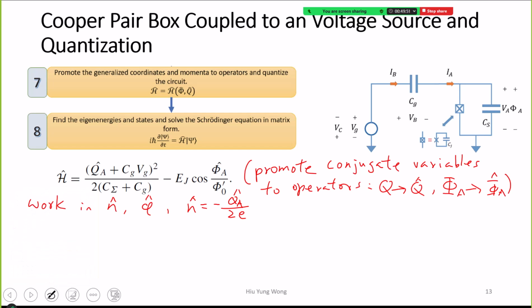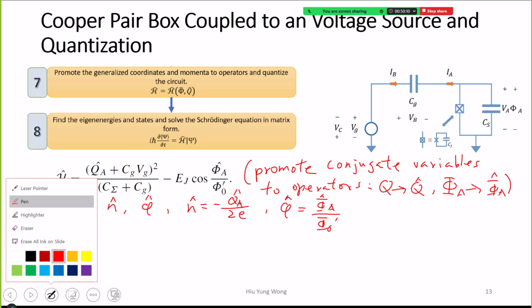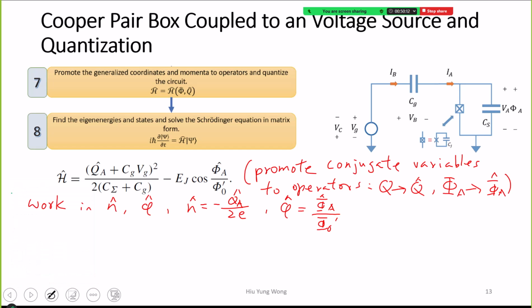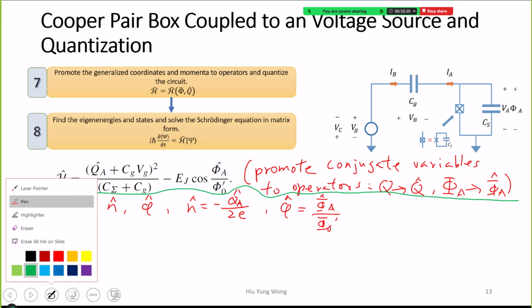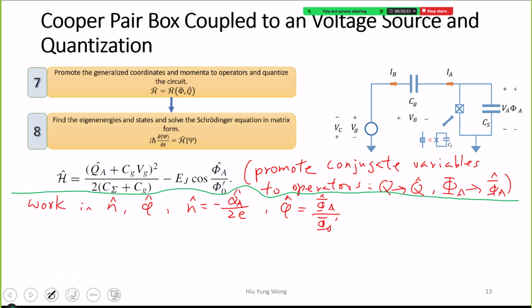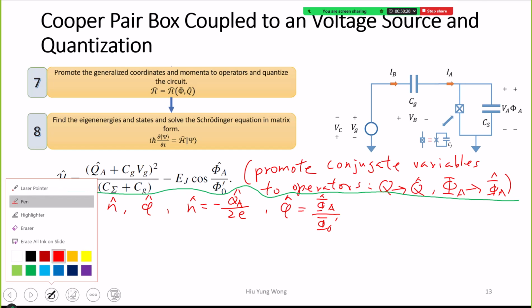Then of course we also have the phase operator phi equal to the flux operator divided by the reduced flux quantum. So with this, I can rewrite the equations. Oh, I also need to define one more thing, sorry.